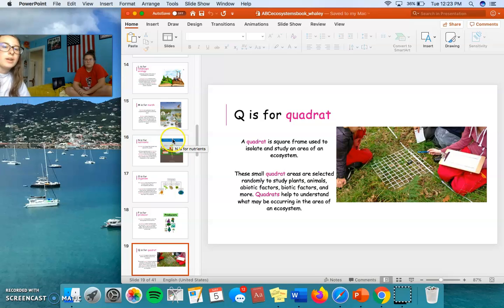Q is for quadrat. A quadrat is a square frame used to isolate and study an area of an ecosystem. These small quadrat areas are selected randomly to study plants, animals, abiotic factors, biotic factors, and more. Quadrats help to understand what may be occurring in the area of an ecosystem. So these are little squares that help us study an ecosystem.